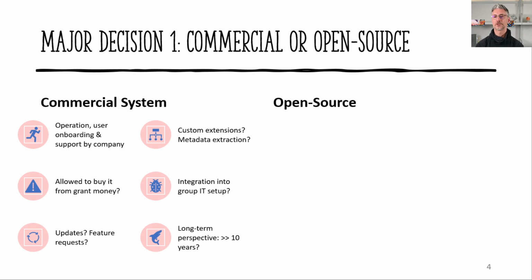The first major decision that you need to take is if you want to go for a commercial or open source solution. You can go for a commercial RDM system, and that has the advantage that operation, user onboarding and training and support is done by the company, at least ideally, that provides this commercial system. The question is, are you allowed to buy such a thing from the grant money, from your funding? And the next thing is, what about updates and feature requests?